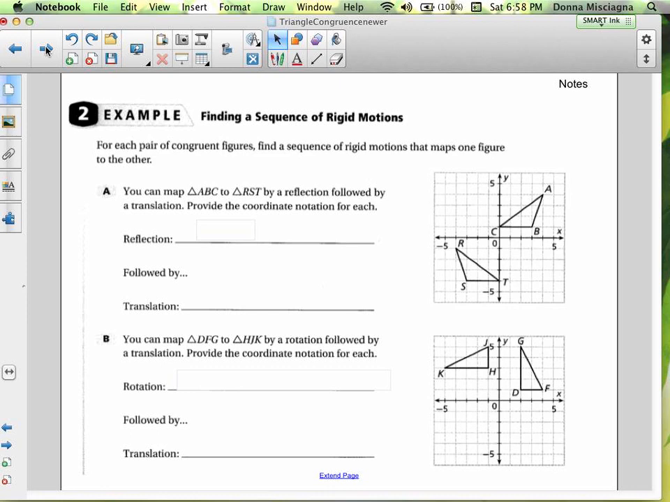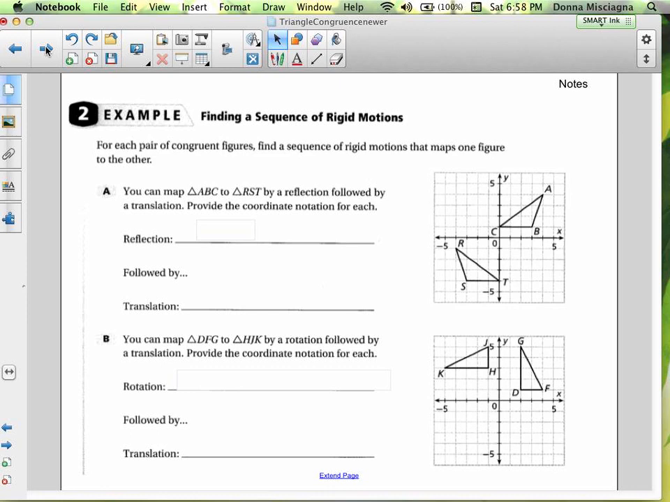It's going to take a composite transformation, right? And one of them is a reflection. Notice that they are mirror images of one another. So RST and ABC are mirror images of one another. They're just not facing one another because one of them has been moved. So we can map triangle ABC to triangle RST by a reflection followed by a translation.